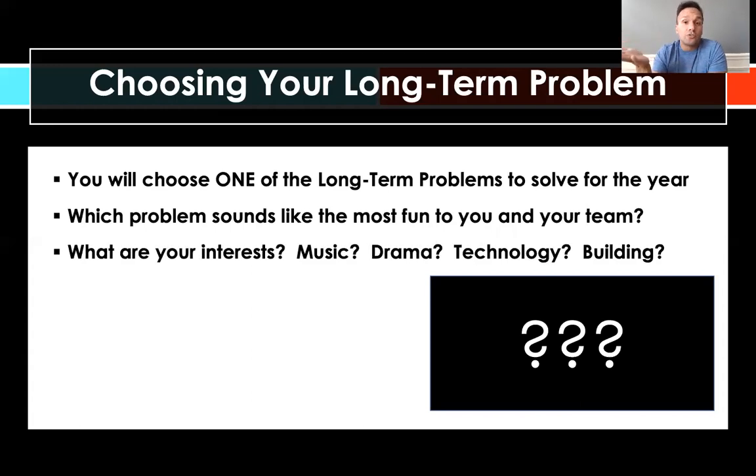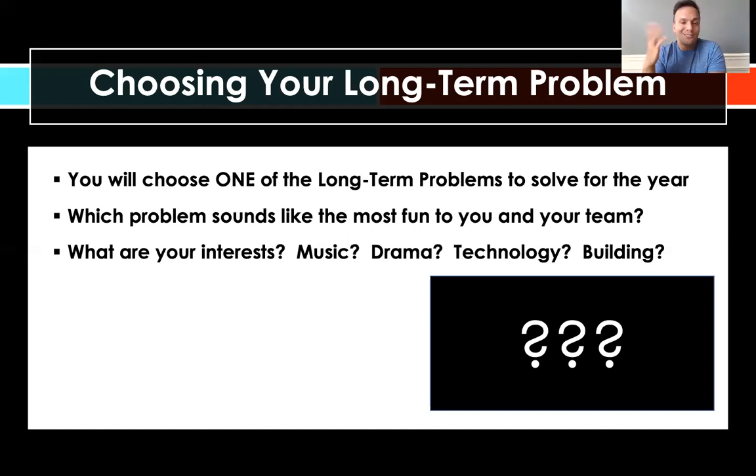Maybe think about what your interests are, right? If you are a musician or somebody super into drama, maybe look at problem 3 and problem 5, because those tend to be more performance-based problems where the performance gets scored a lot more. Maybe you're into technology and robotics and building. If that's the case, problem 1 and 2, the vehicle problem and the technical problem, are super fun and popular to do. Maybe problem 4, the structural problem where you're building a balsa wood structure, sounds fun.